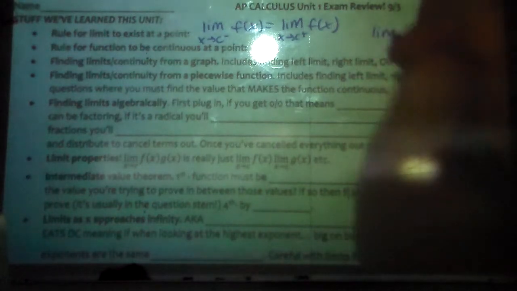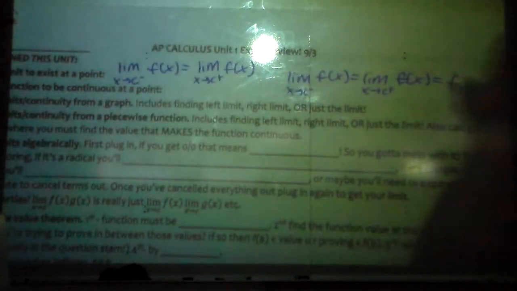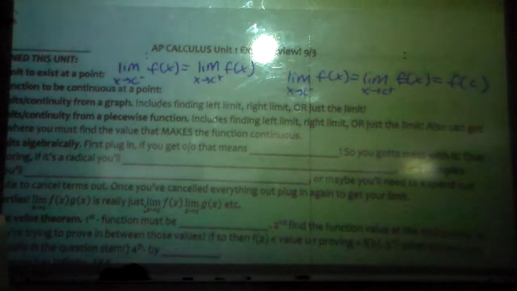Our rule: in order for a limit to exist, I need my left limit to equal my right limit. So that'd be the limit as I approach from the left must equal the limit as I approach from the right. In order for something to be continuous, first this has to be true: the left limit has to equal my right limit, and that has to be equal to the function value, f of c.